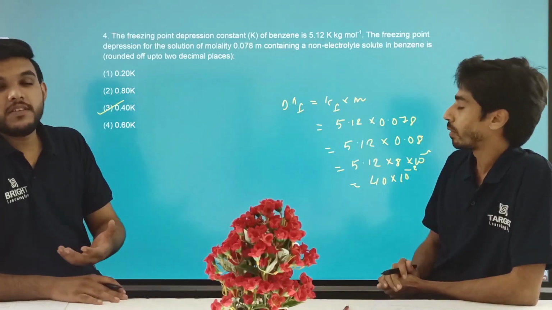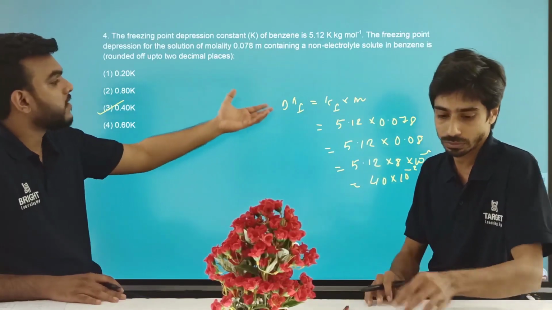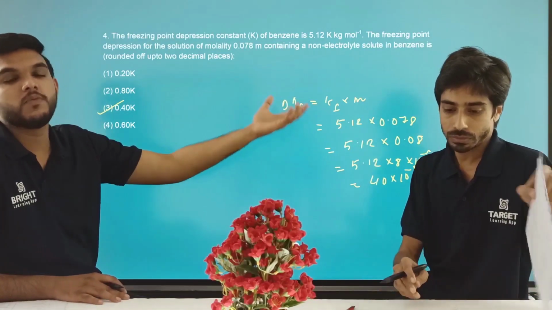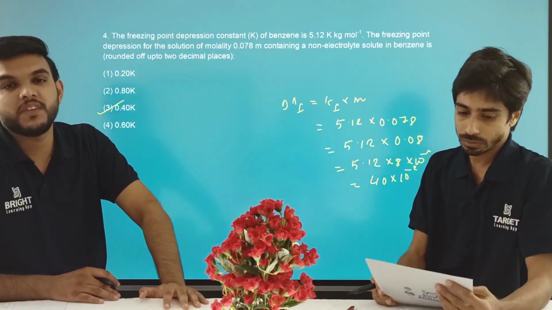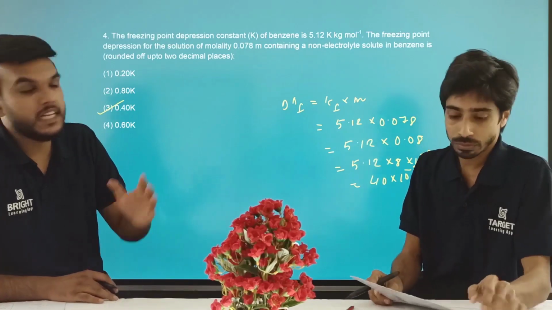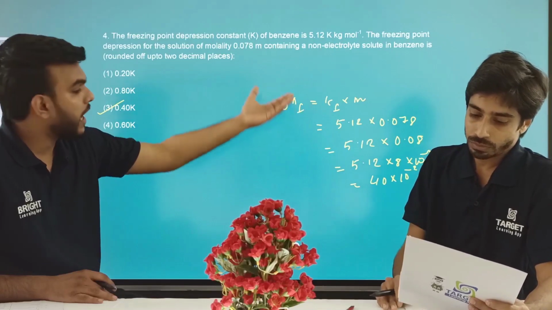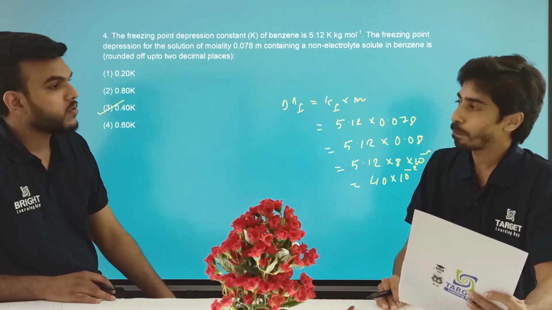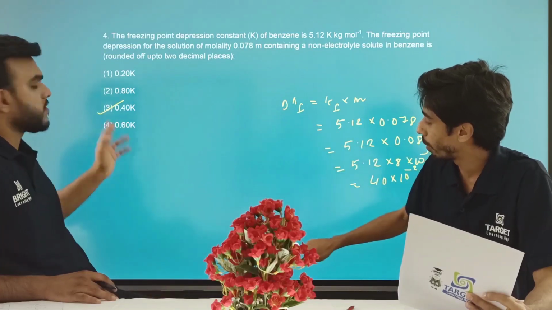So see here, students, this question is a direct question. If you know the equation, delta Tf is equal to Kf into molality, it is a very simple question. This question is directly from our chapter Solutions, the grade 12 second chapter. It is a direct question based on molality, the freezing point question. So option 3 is the right answer for that one. Now we'll move on to the next question.